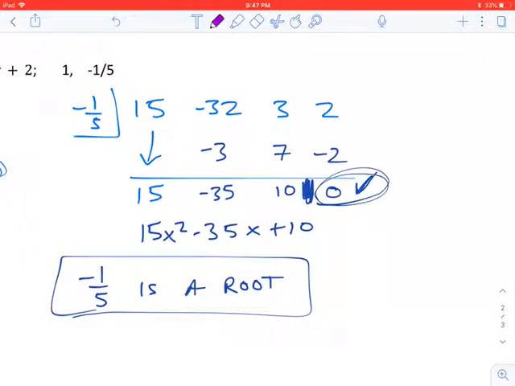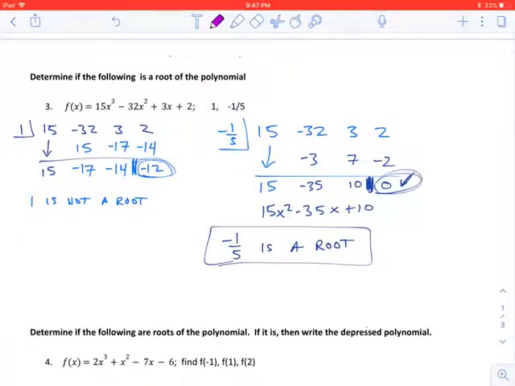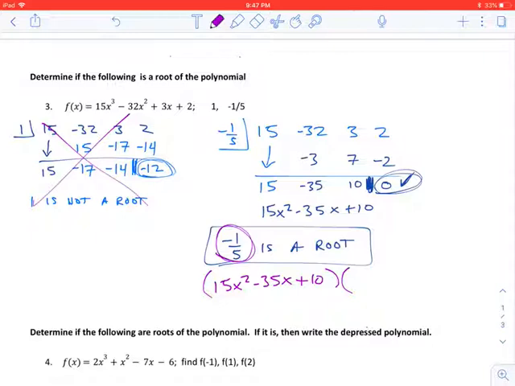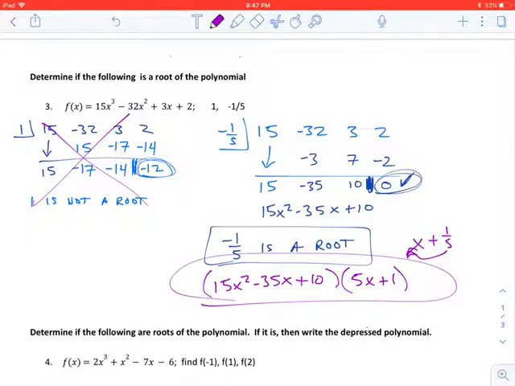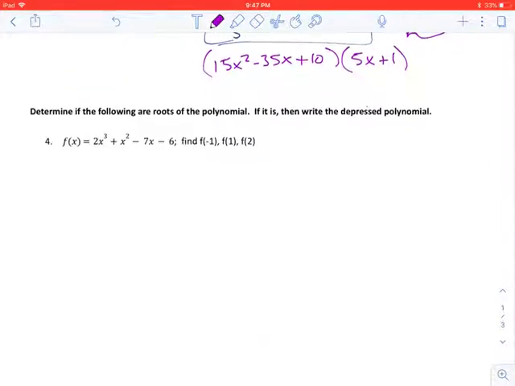If I wrote this as a depressed polynomial for this one over here, this one didn't work, so that throws out. Over here, though, I've got 15x squared minus 35x plus 10. That would be part of our polynomial. And then this one is a factor, okay? But I can't write x plus 1/5. I've got to slide that up like we've been doing in class, 5x plus 1. And so that would be our depressed polynomial, written out in parentheses, okay? So that's what we're doing down here.